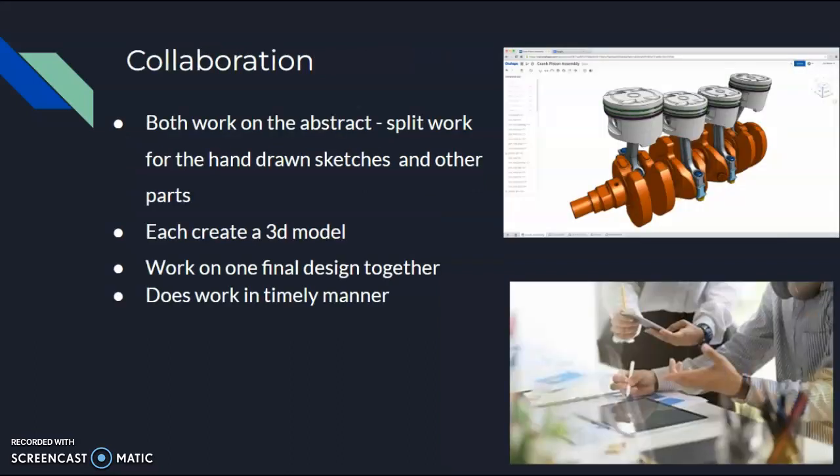And then what I would do for the collaboration is we would both work on the abstract, split work for the hand-drawn sketches and other parts of that, each create a 3D model, and then maybe work on one final design together, which would be a summary of all the things we've learned from our research. And then I just want someone who does not procrastinate to the very last minute.